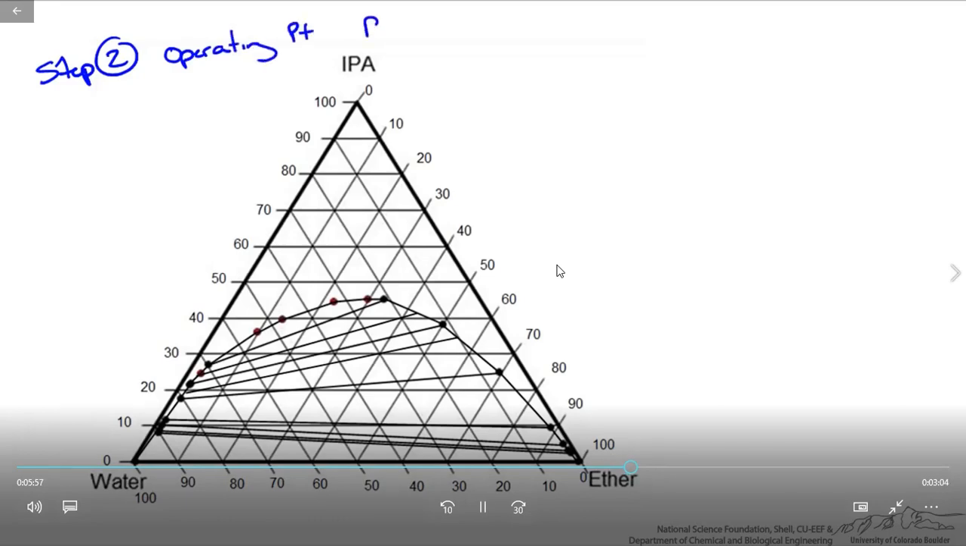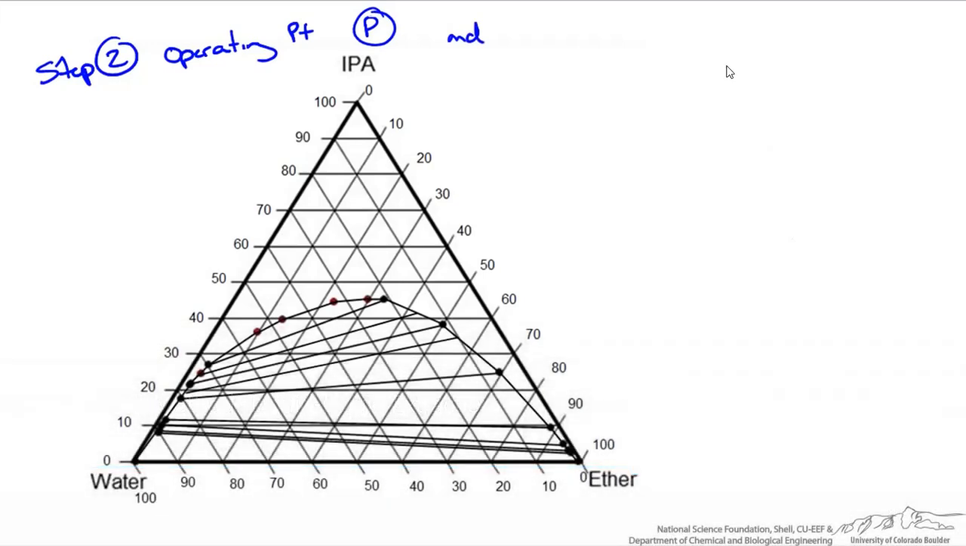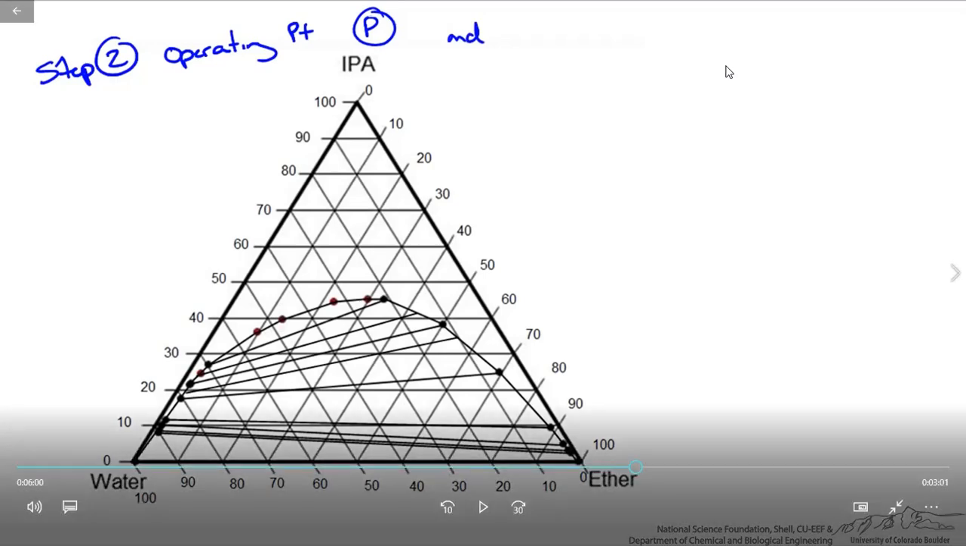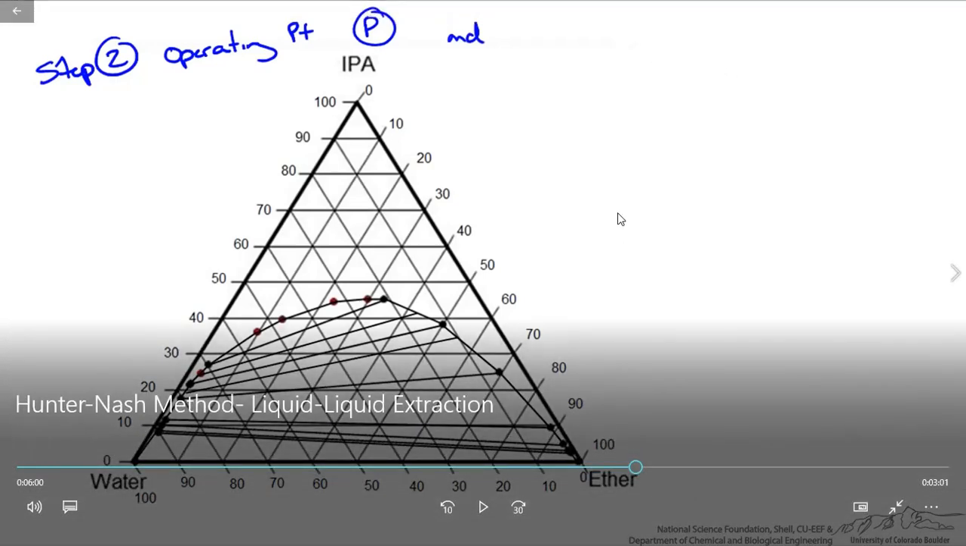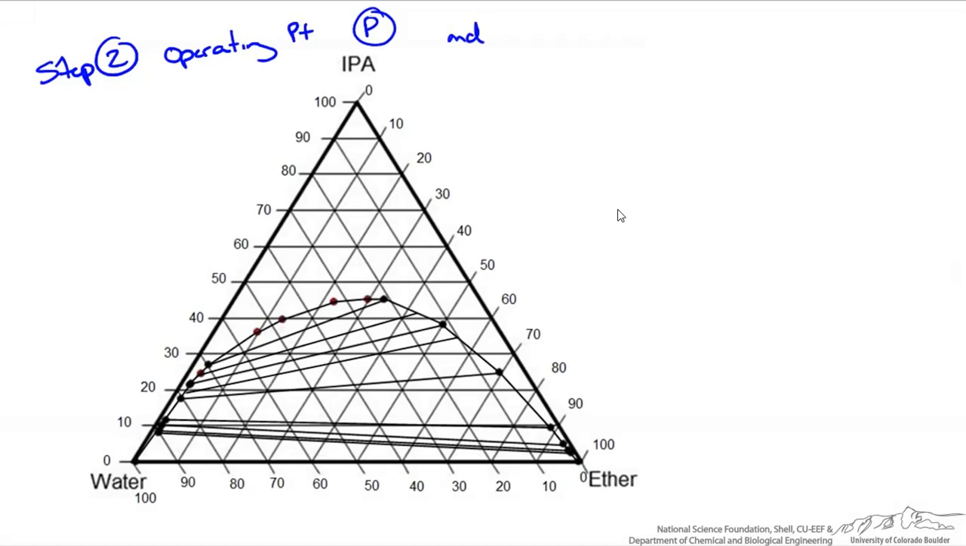Right from here you can see that we have one system. It contains IPA, water and ether. IPA is your solute, and water and ether are solvents, so you are separating it with these solvents. In this system we are starting from step 2. In step 1 you have to draw the diagram and locate the mixing point as well as some other points, which are your feed, solvent, E1 and Rn.